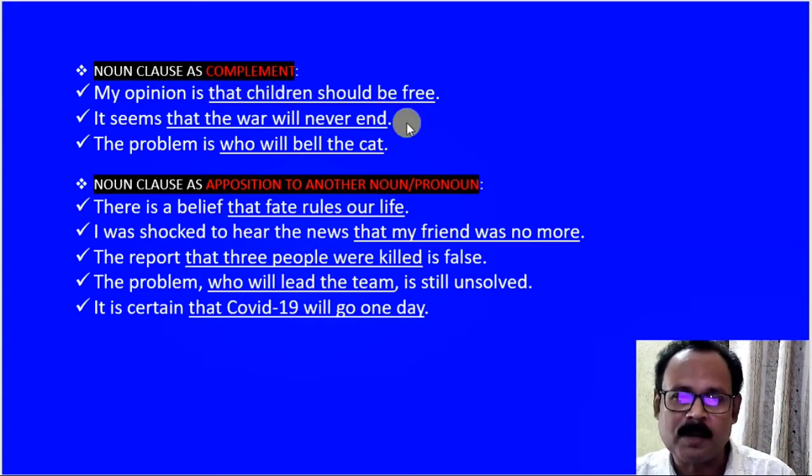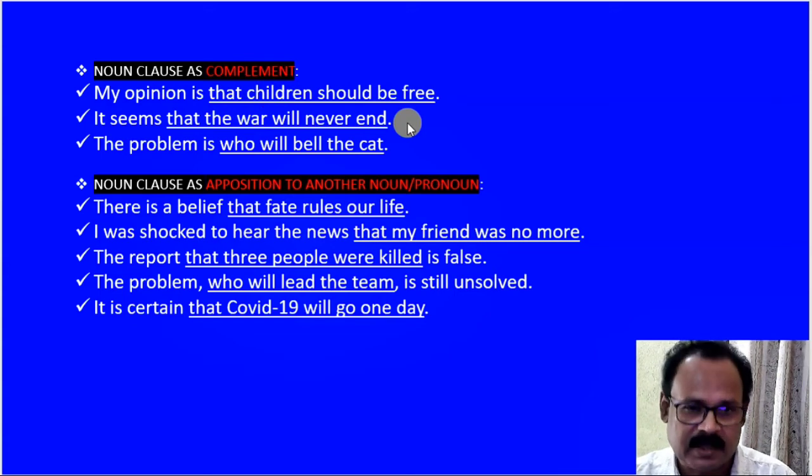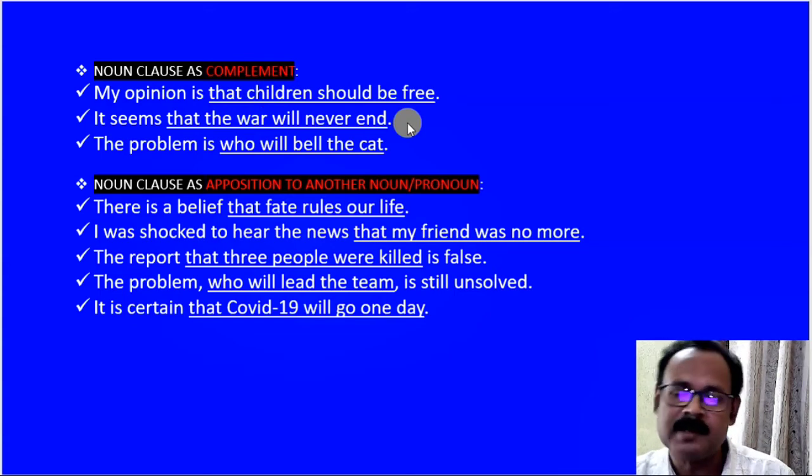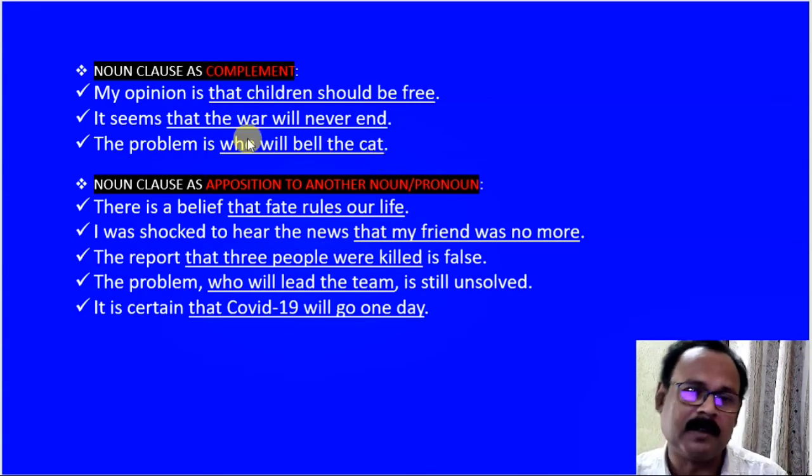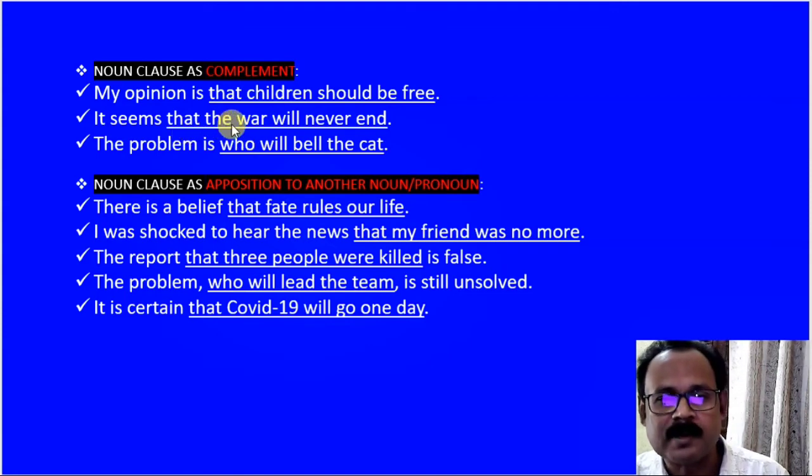This noun clause comes after the link verb each. Therefore, it works as the complement in this sentence. In the second example, it seems that the war will never end. The noun clause is that the war will never end. So, this noun clause comes after the link verb seems. Therefore, it works as the complement here in this sentence.